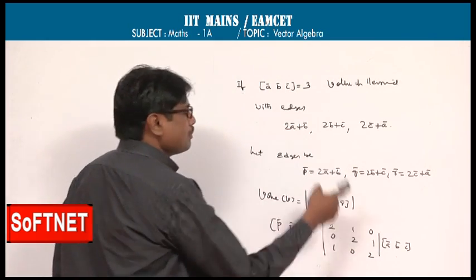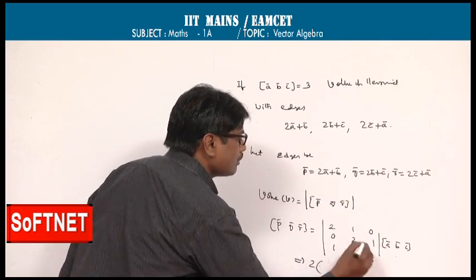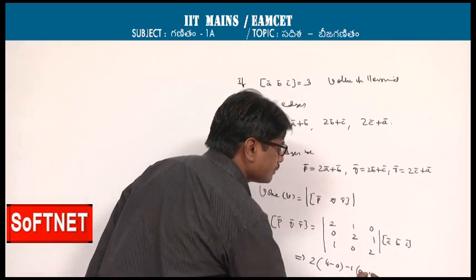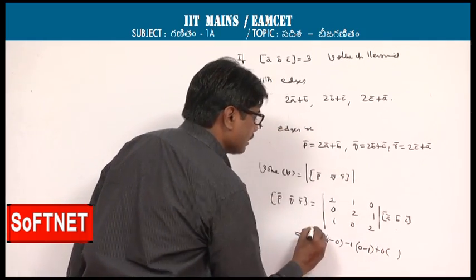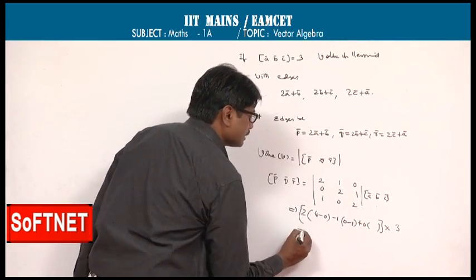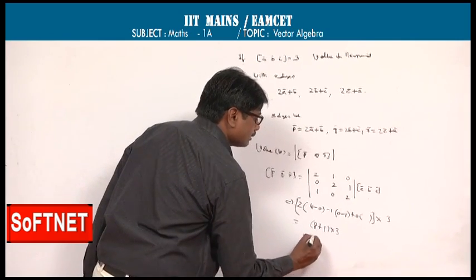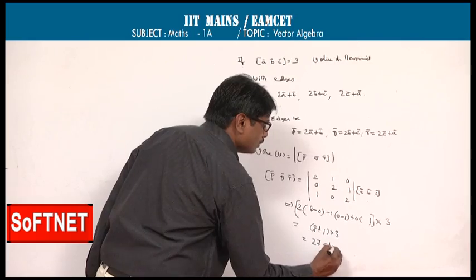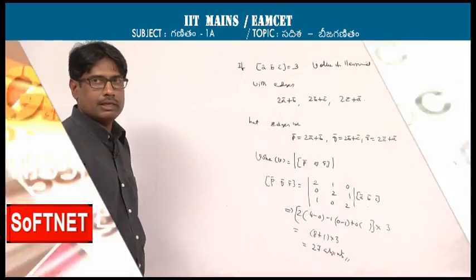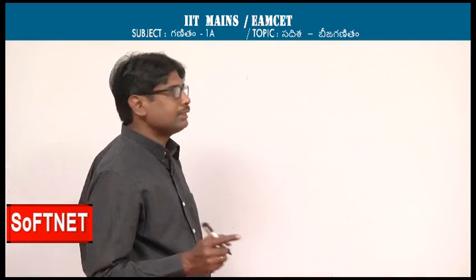The value of box ABC is given as 3. On expanding the determinant we get 2 times of 4 minus 0, minus 1 times of 0 minus 1, plus 0 times anything, which is 0, into box ABC, given as 3. So this is equal to 8 plus 1, into 3, which is 27 cubic units. The volume of the parallelepiped will be 27 cubic units. A bar, B bar, C bar, any 3 vectors.